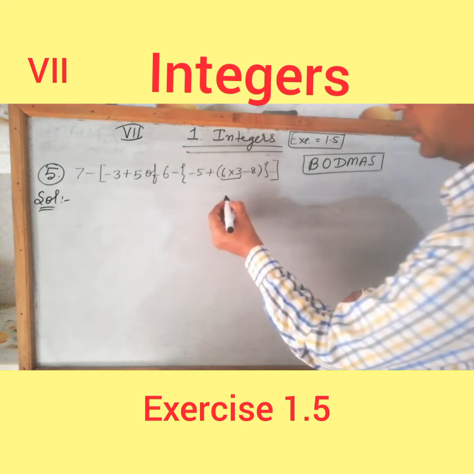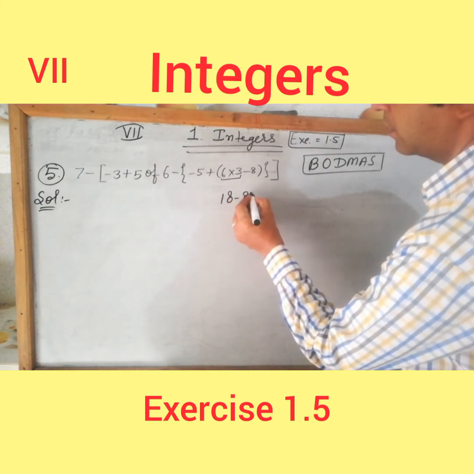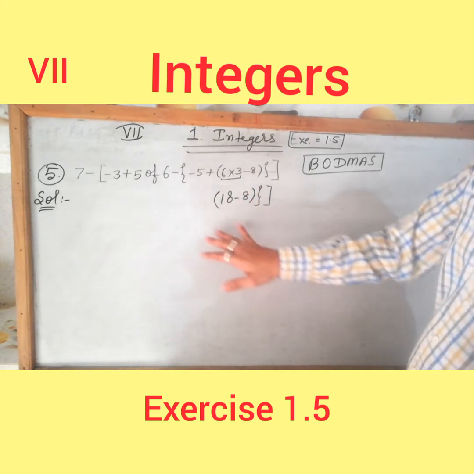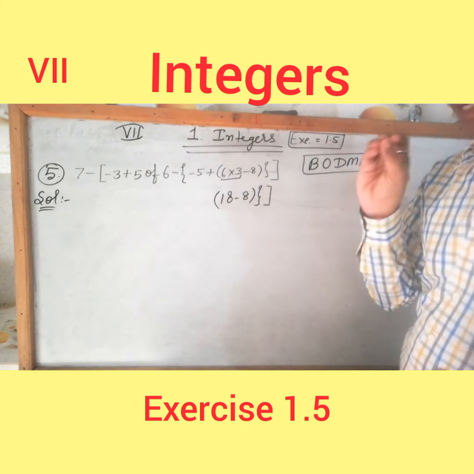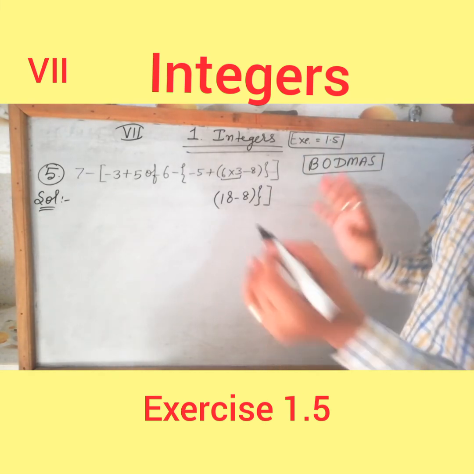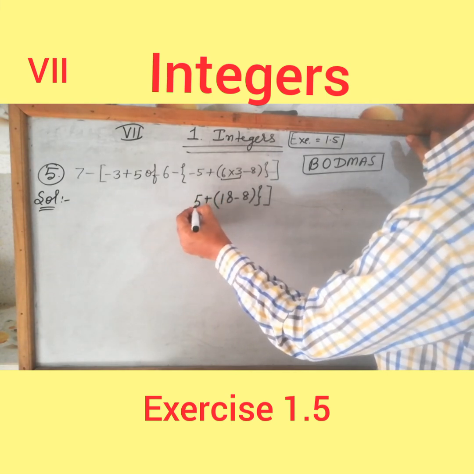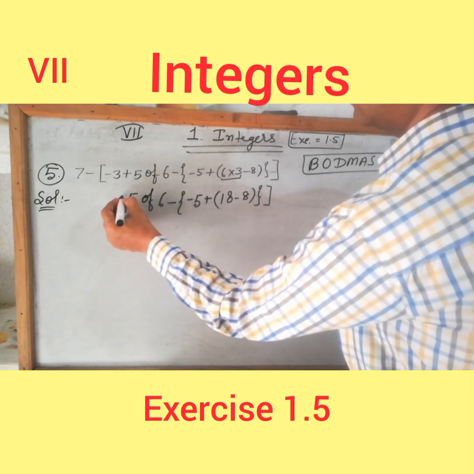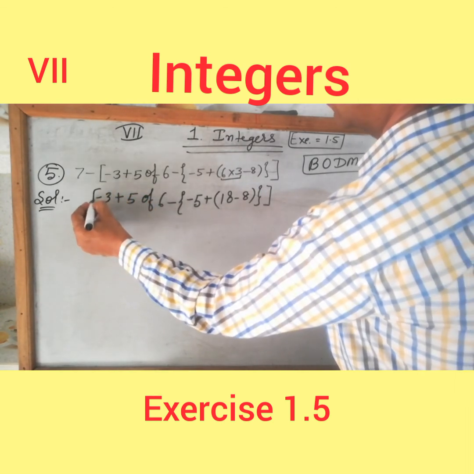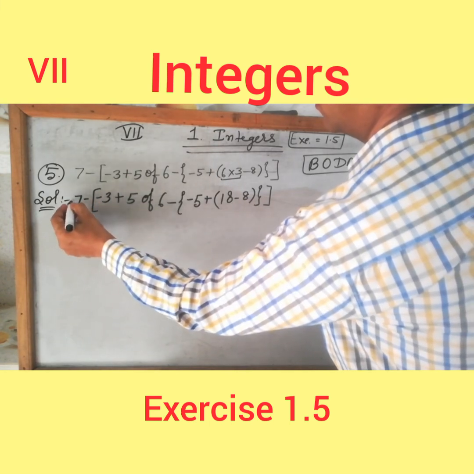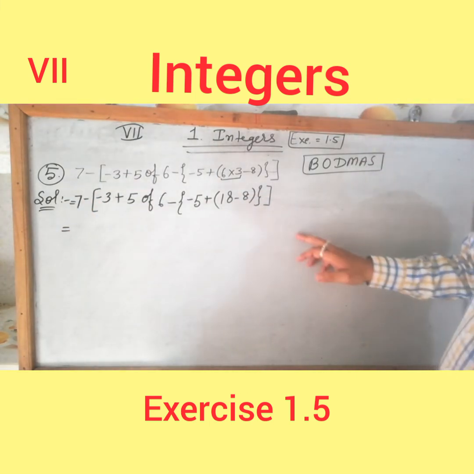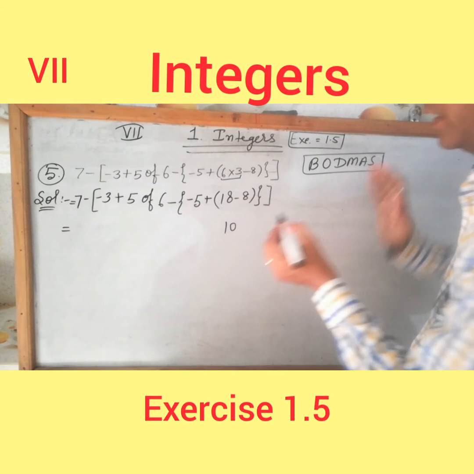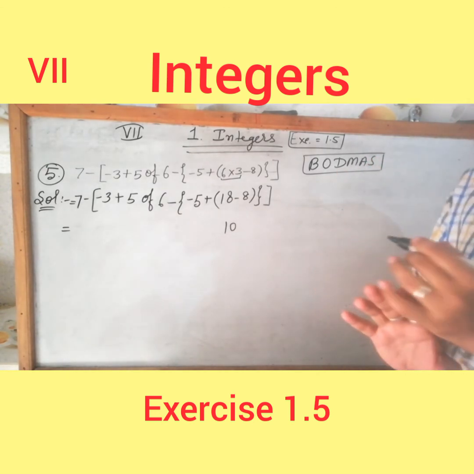So 6 3s are 18, 18 minus 8. And write the rest completely as it is. Write all the numbers with their signs along with the brackets as it is. No need to change. Solve first the part you need to change, and do not change anything else, then you will never make a mistake. Okay. Now solve the small bracket: 18 minus 8, so it is 10. Now the small bracket has been solved, so we no longer use the small bracket.